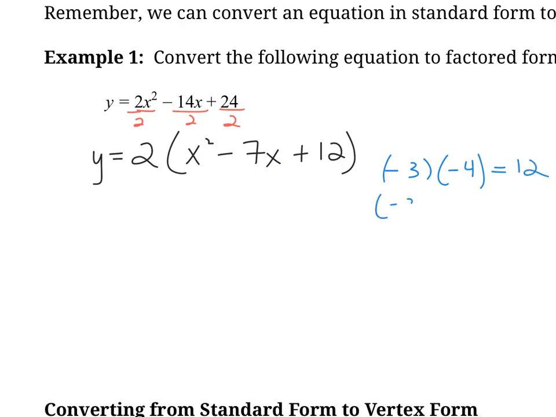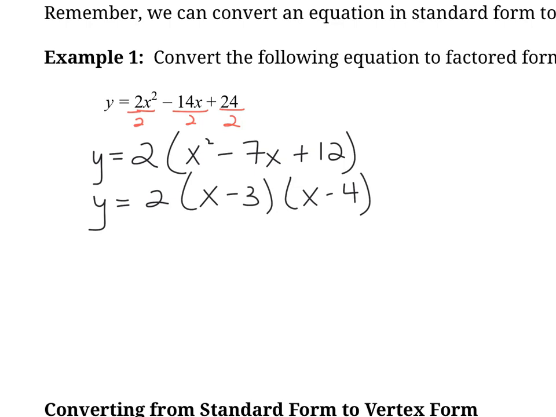And negative 3 plus negative 4 will give me -7. So I'm able to get that C value and I'm able to get that middle B value. And the two numbers that give me those numbers are -3 and -4. So -3 and -4 are going to be my factors.